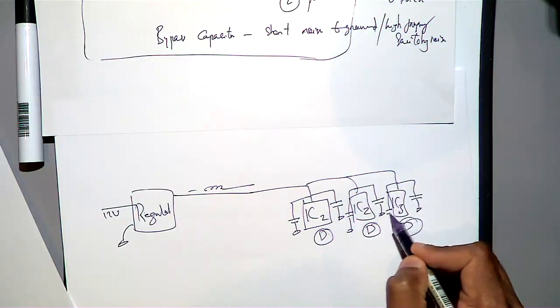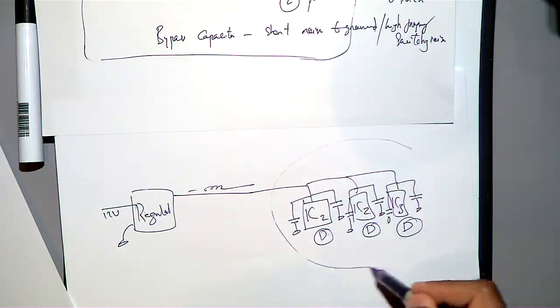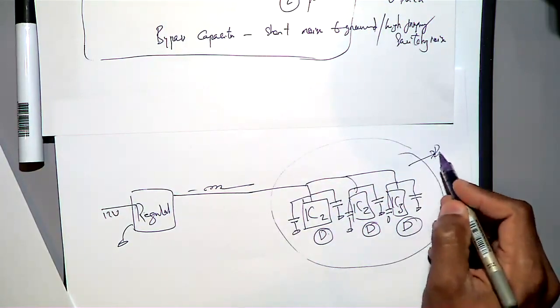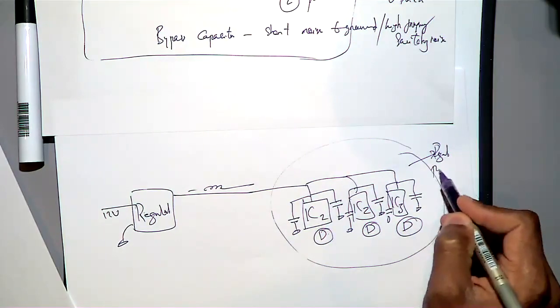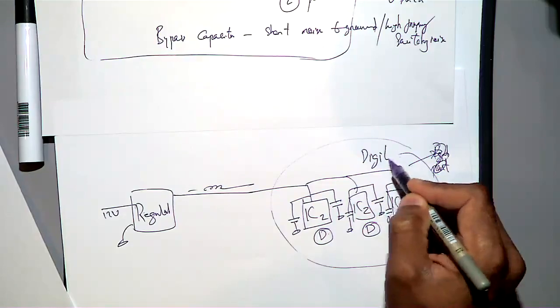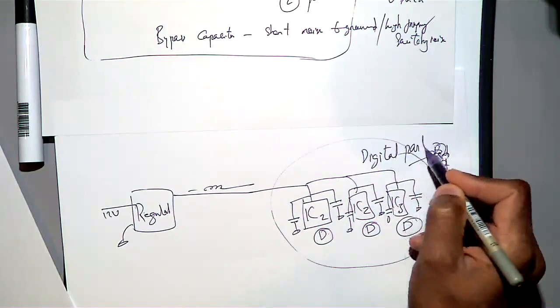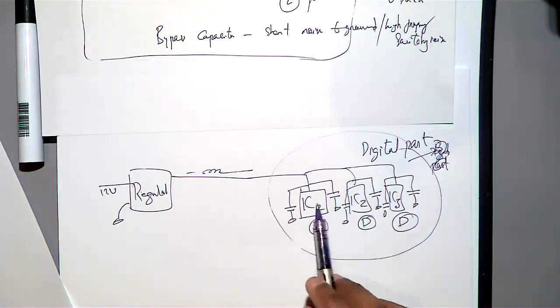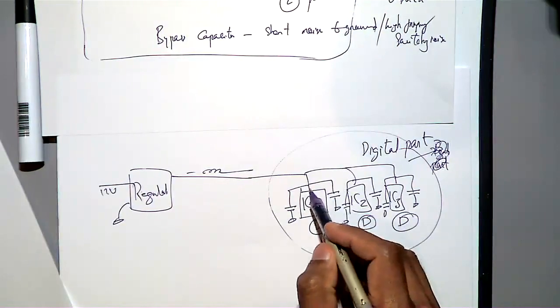So all the digital circuits you can combine. So this part is called the digital part. In the digital part, the advantage is that you are combining all the digital ICs, and then the noise is generated.